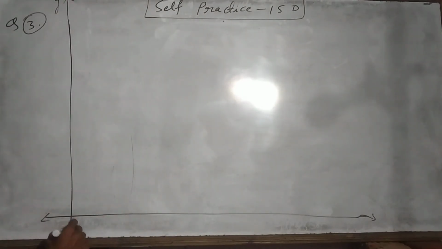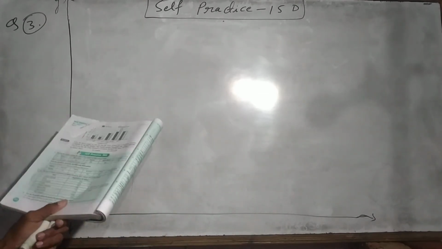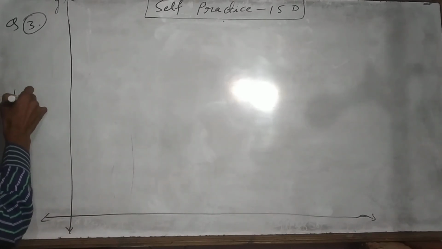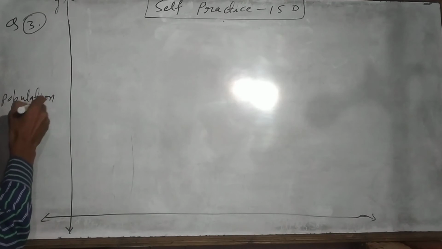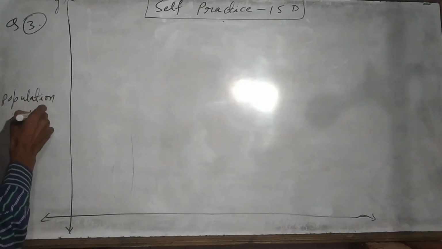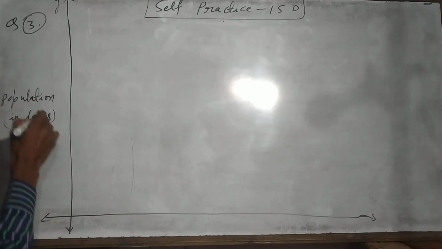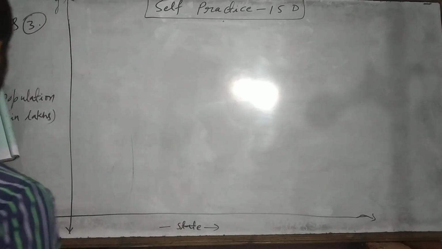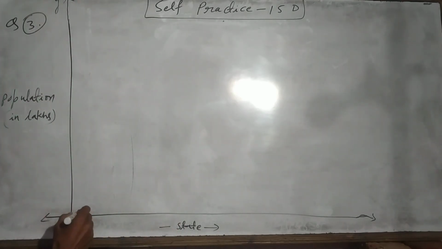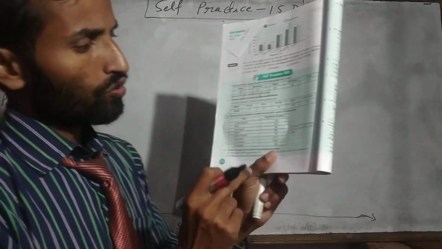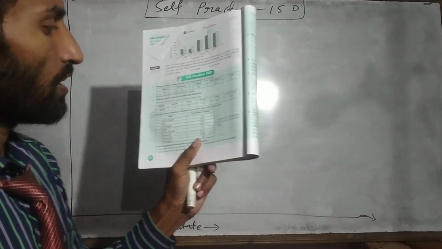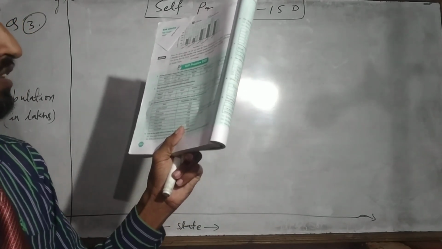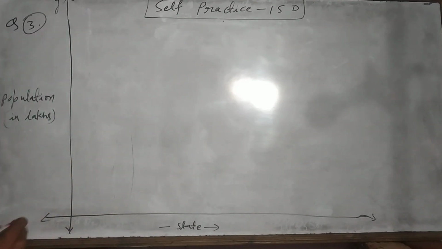We will take the state name on the x-axis and population on the y-axis. So here we will write population in lakhs, and here state. Now, these types of numbers are given, so which interval we have to take, then it will be clear. If you want, you can take 100 or 200, like that. But it is better to go for 200.